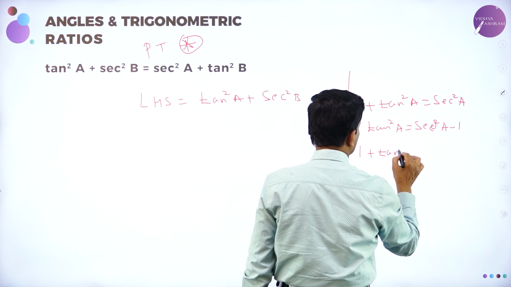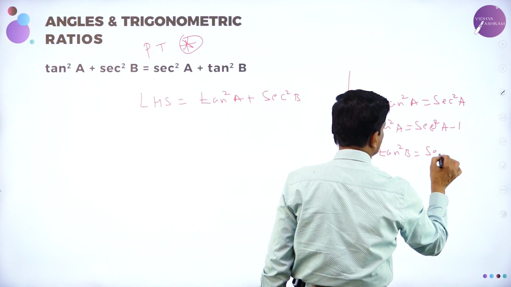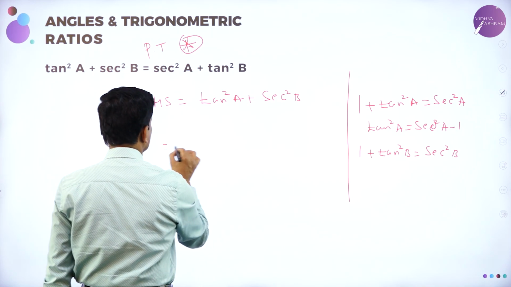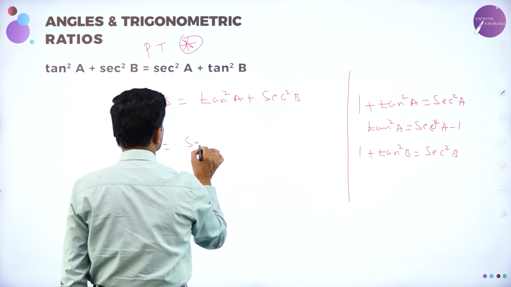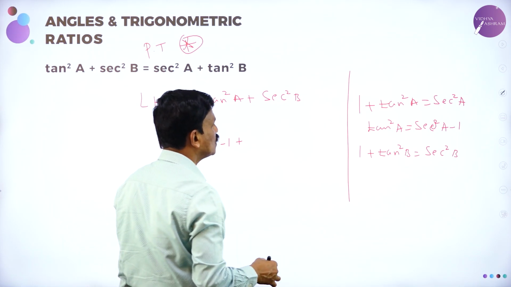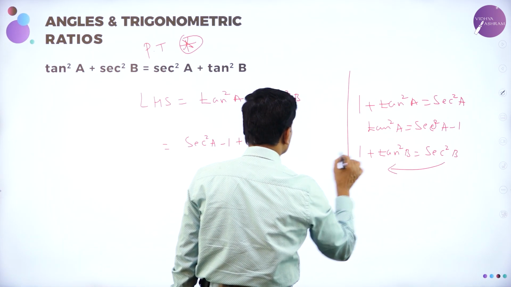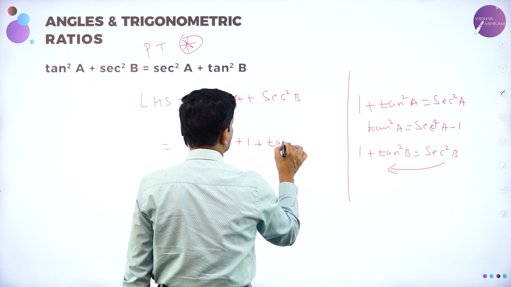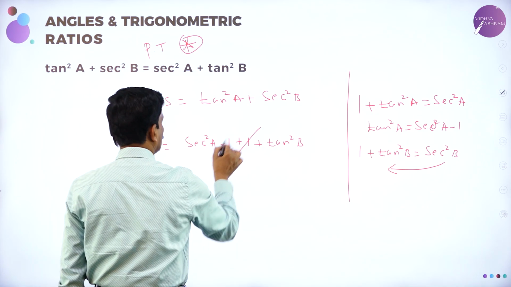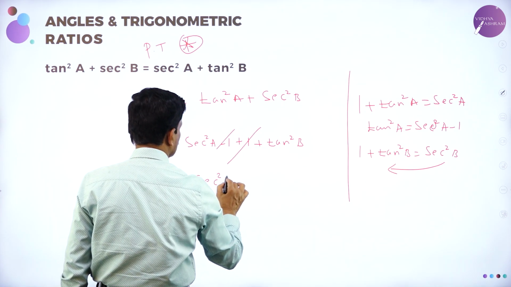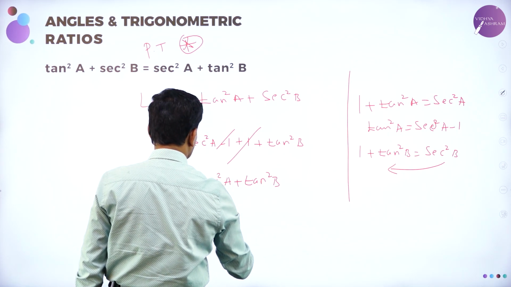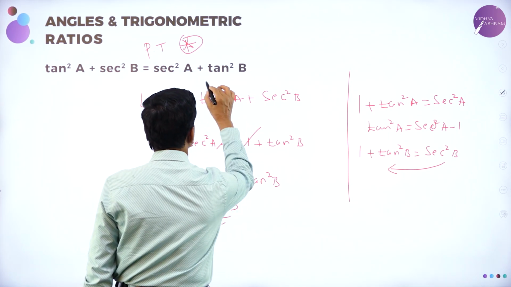Similarly, 1 plus tan square B is also equal to secant square B. Just make use of this. Tan square A, what is tan square A? Secant square A minus 1 plus, what is secant square B? Secant square B is equal to 1 plus tan square B. Now cancel the terms which get cancelled. Plus 1 and minus 1 get cancelled. This is equal to secant square A plus tan square B, which is the required RHS.